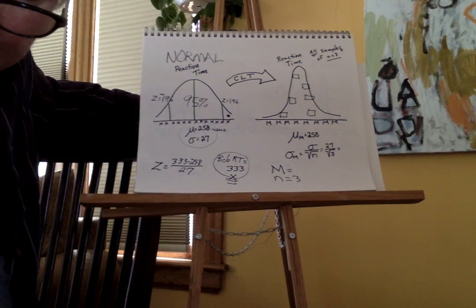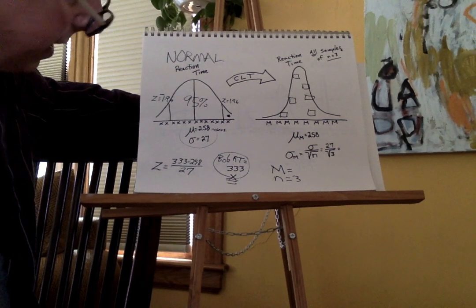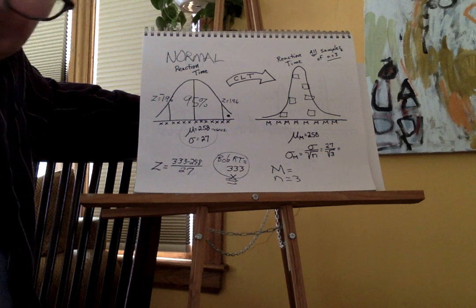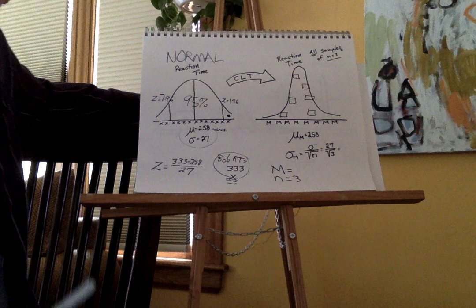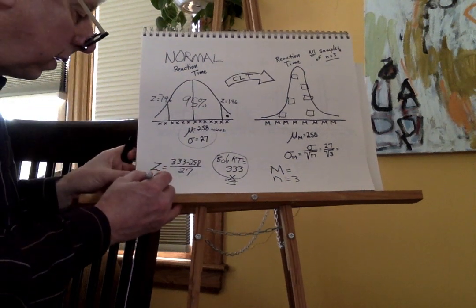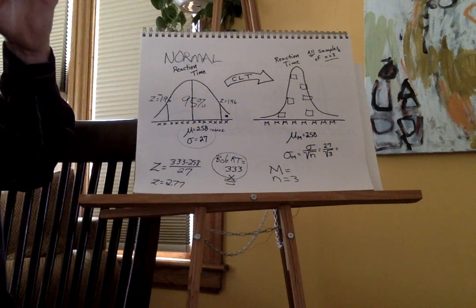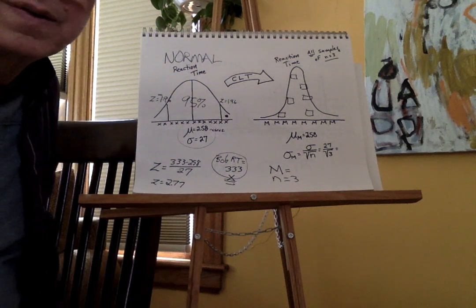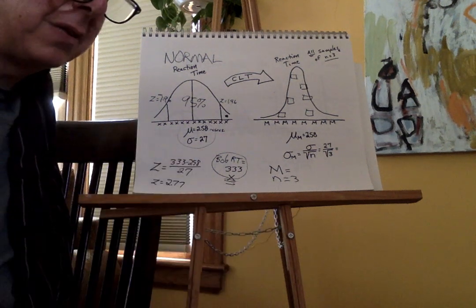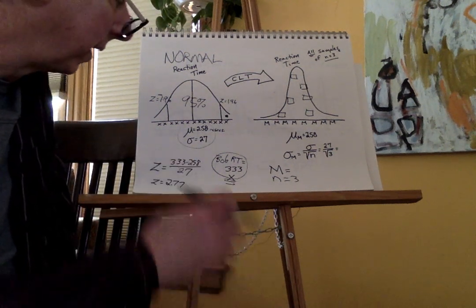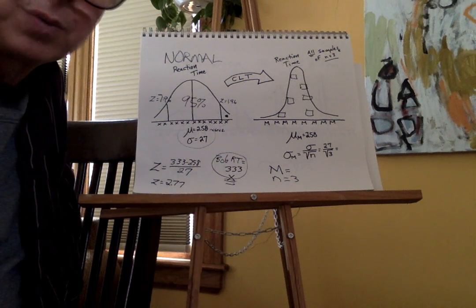333 minus 258. So he's 75 points away from the mean. If the standard deviation is 27, then Bob has a z-score of 2.77. So we're going to say Bob is weird. It's not really a value judgment. He's just so far out. It's improbable that we would see somebody like that from our normal distribution.